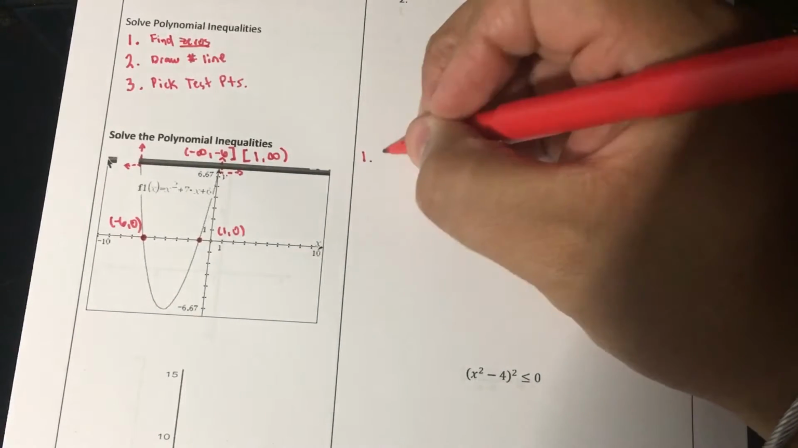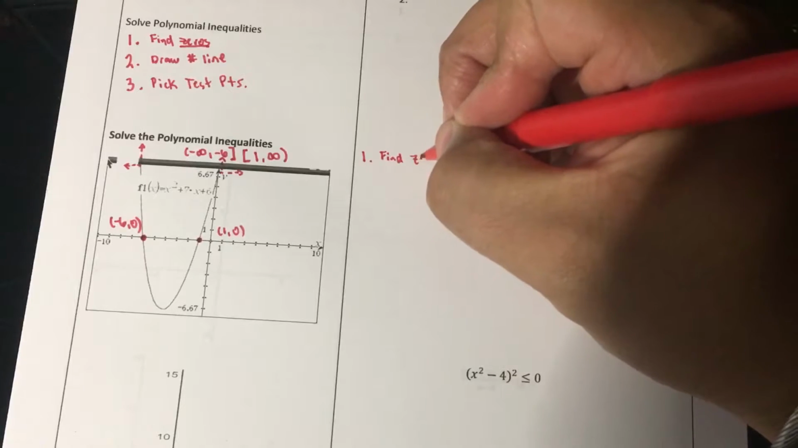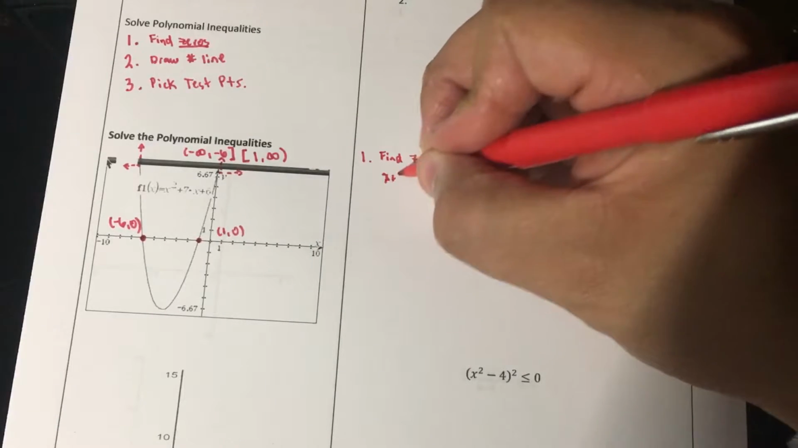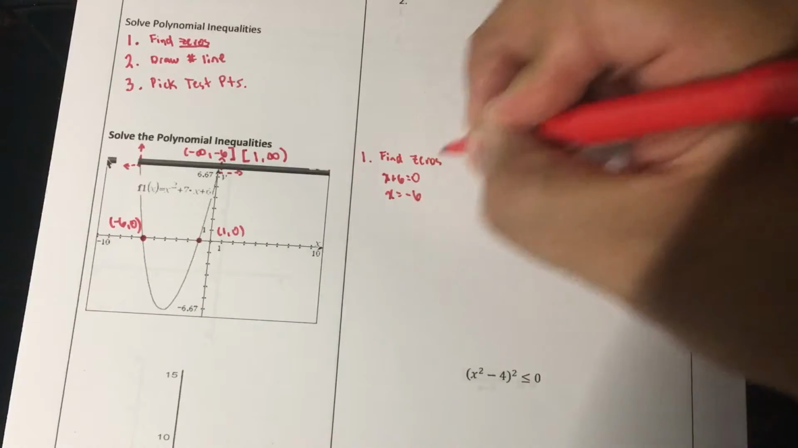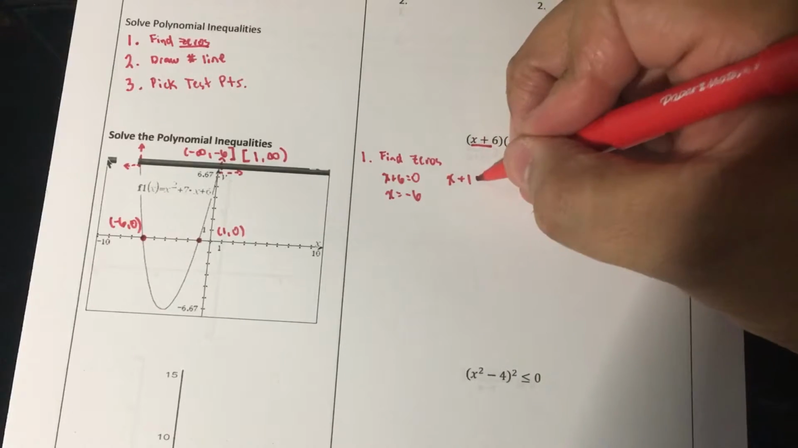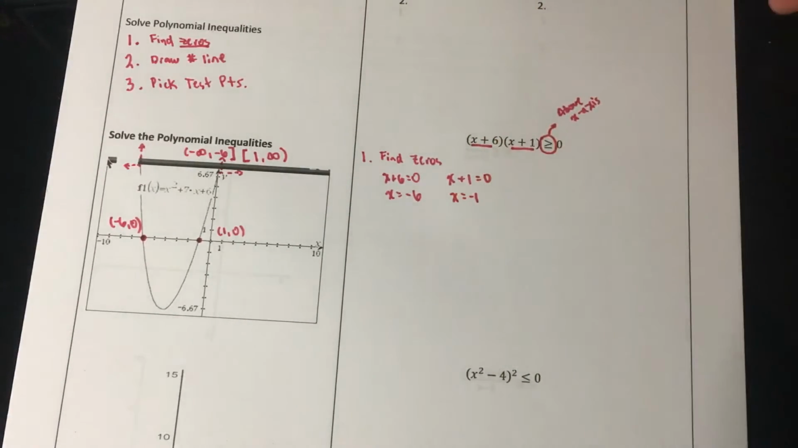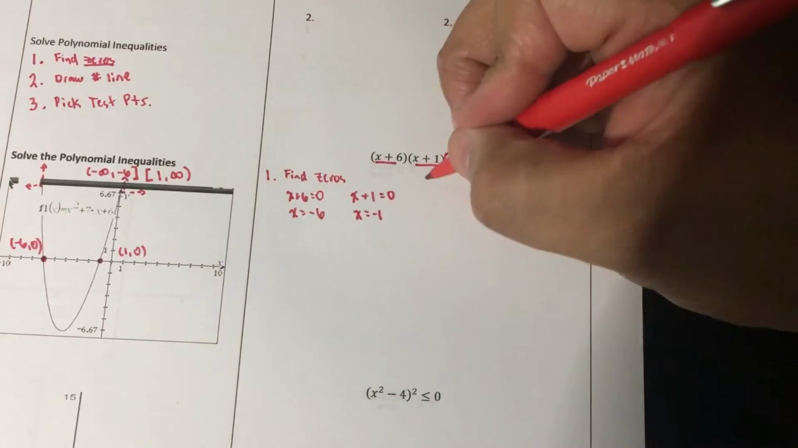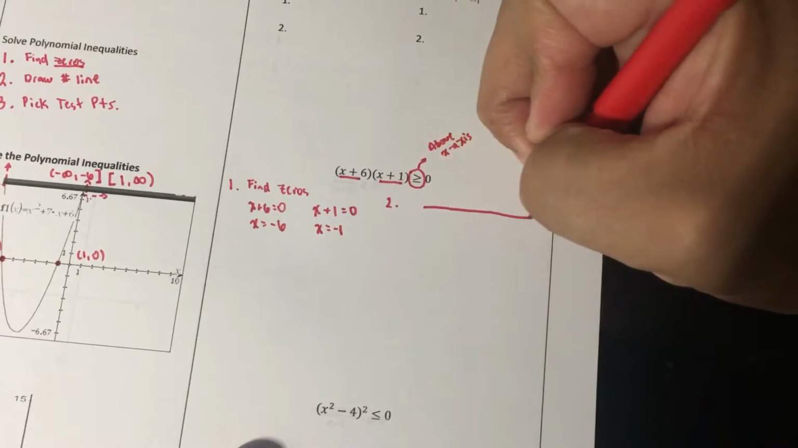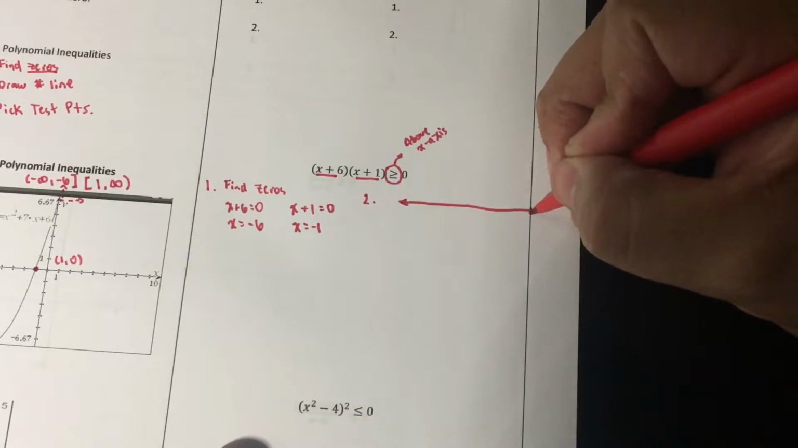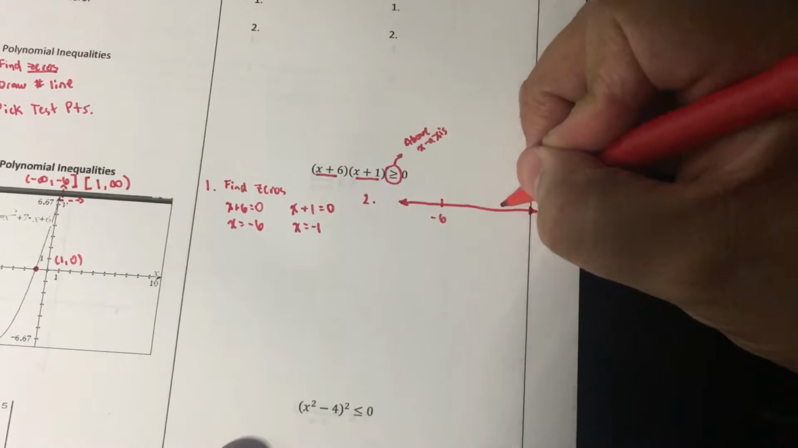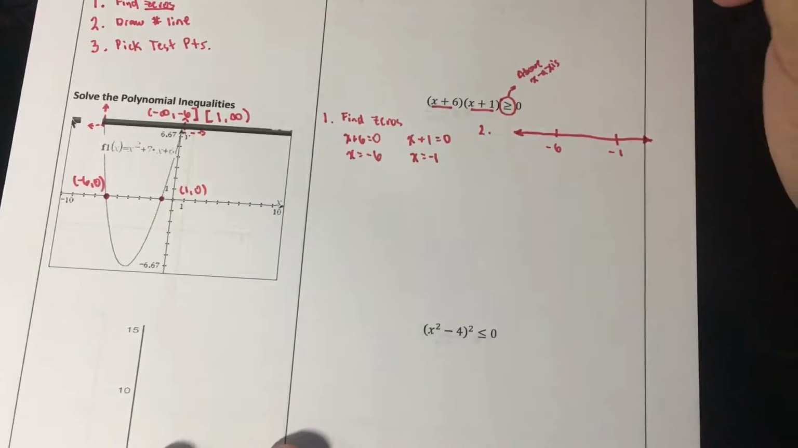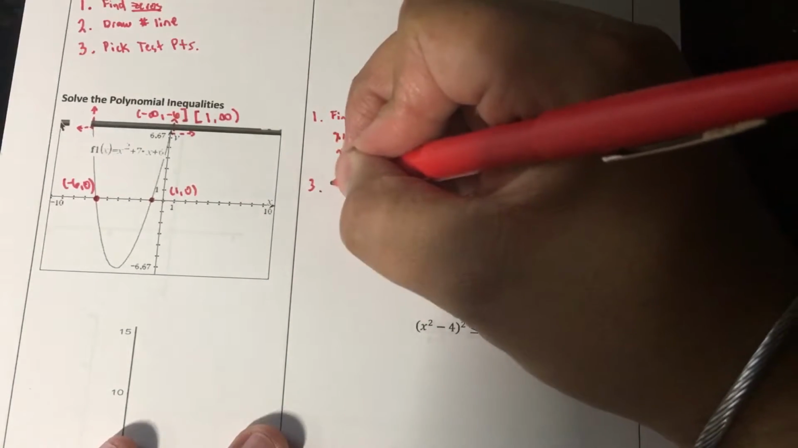So first step, like we said here, is to find zeros. I get them by taking each one of these factors and setting them equal to 0. So here x is equal to negative 6, and it's also equal to negative 1, which makes sense, right? Negative 6, negative 1, those are my zeros. Okay, so step 2 is to draw a number line, and I'm putting the zeros here, negative 6 and negative 1. Third step is to pick test points.